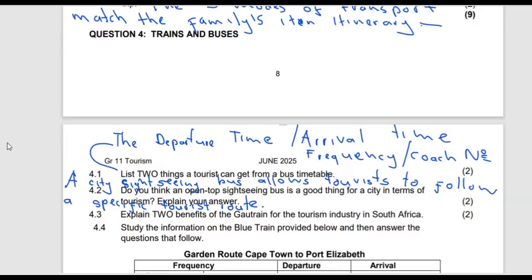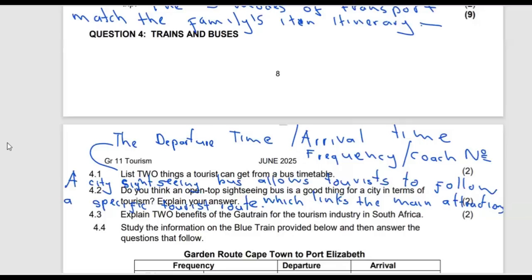It allows tourists to follow a specific tourism route which links the main attractions. For example, if you take a city sightseeing bus from Johannesburg, it can take you on a particular route, perhaps to Soweto, via Vilakazi Street, the Soweto Towers, and many other places of interest. So it follows a specific tourist route.